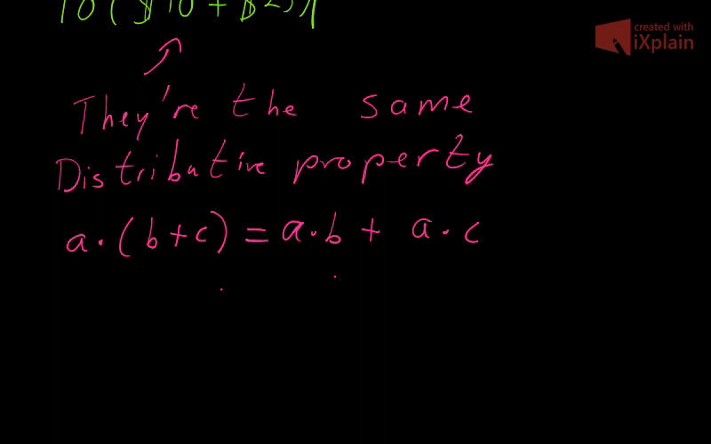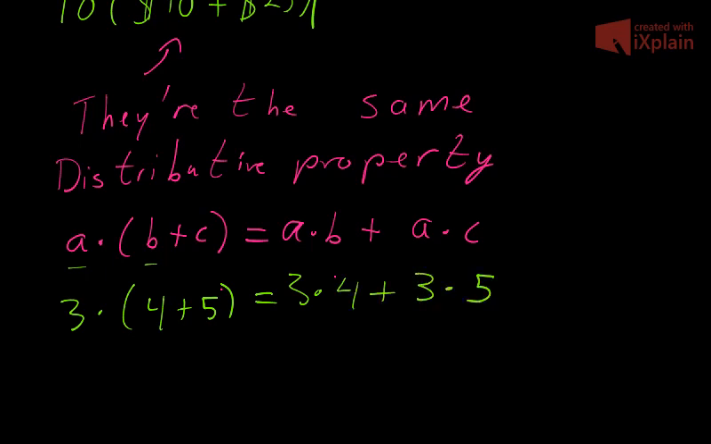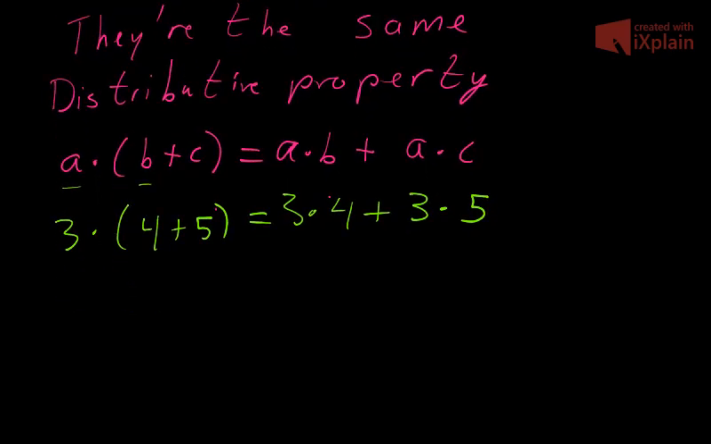The first numbers I'm going to use are going to be 3 times 4 plus 5. That should be equal to 3 times 4 plus 3 times 5. If you didn't know, the word distribute means to spread out. So all that's happening is this 3 is spreading itself out inside the parentheses. We'll try one more of these, and I'll show you how I like to write it.